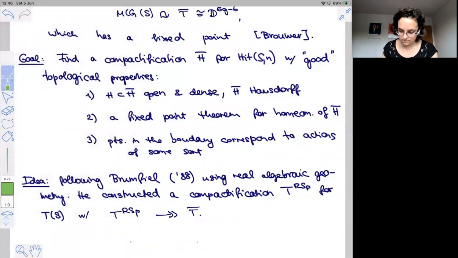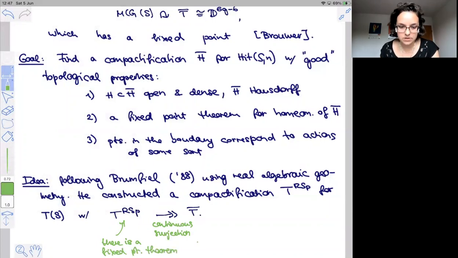So this is a continuous surjection. And for this, there is a fixed point theorem. So that's good news. And the problem is that the definition of the Thurston compactification used the geometric information that Teichmüller space encodes. And we don't really know what we can say there about the Hitchin component. So this is not easily generalizable.